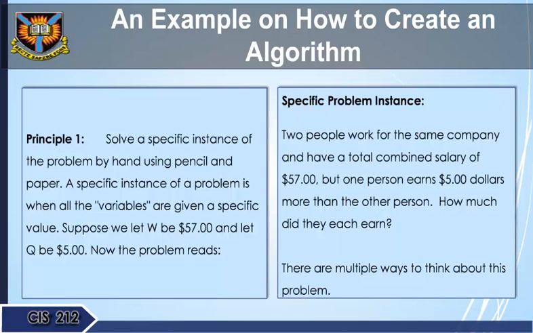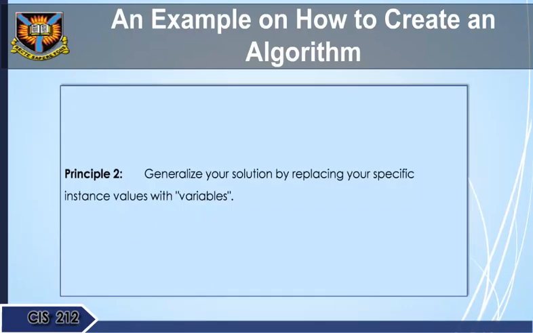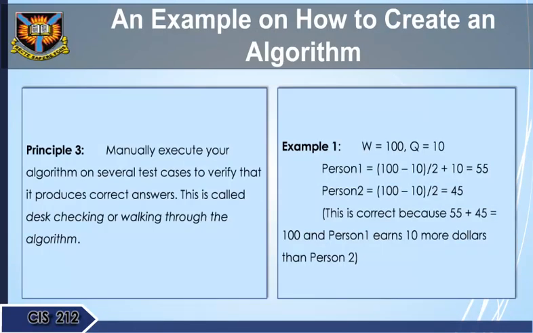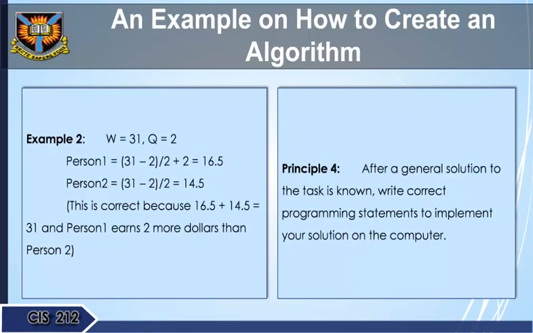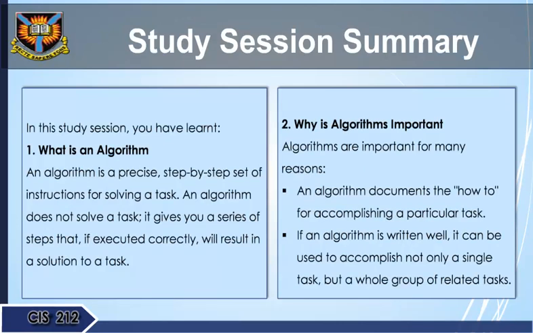There are multiple ways to think about this problem. Principle 2. Generalize your solution by replacing your specified instance with variables. Principle 3. Manually execute your algorithm on several test cases to verify that it produces correct answers. This is called checking or walking through the algorithm. Principle 4. After a general solution to the task is known, write correct programming statements to implement your solution on the computer.